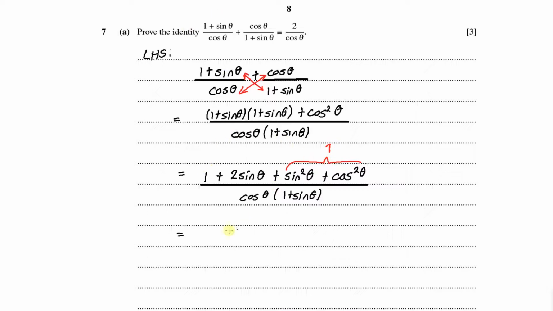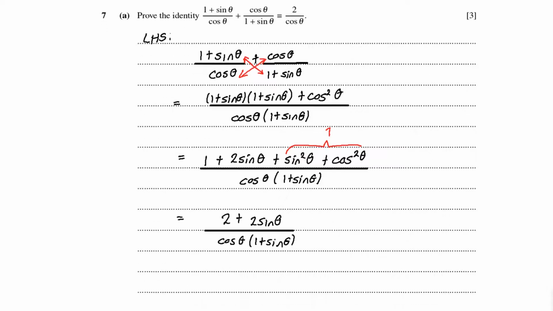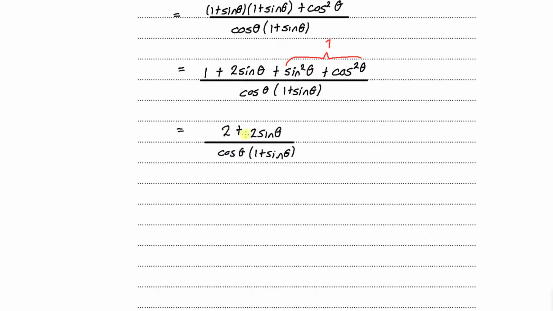So here we'll now be having 2 plus 2 sine theta divided by cos theta, 1 plus sine theta. So what I'll do from here, since 2 is a common factor on the numerator, I'll factor out 2. So that will be 2 bracket 1 plus sine theta. And the denominator is there.